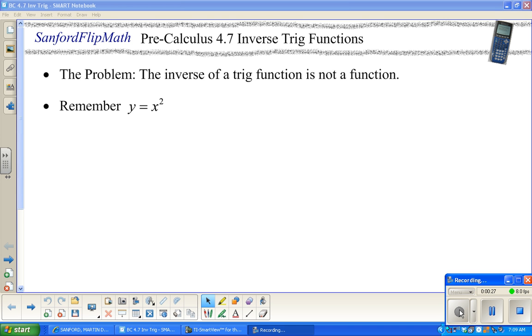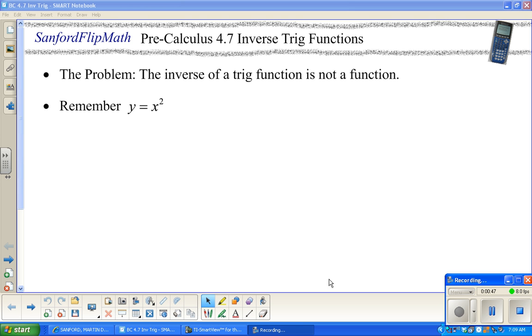I know it looks kind of weird seeing the y equals x squared up there, because I need to establish some background. And really, the big issue here is about the domain and range of what are normally accepted as the inverse trig functions. We're going to go on a little excursion here.